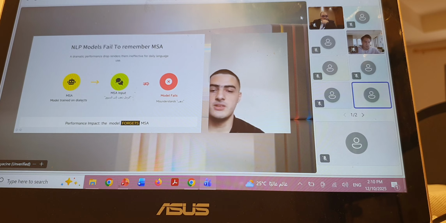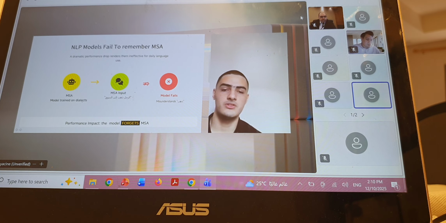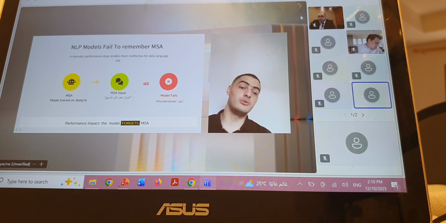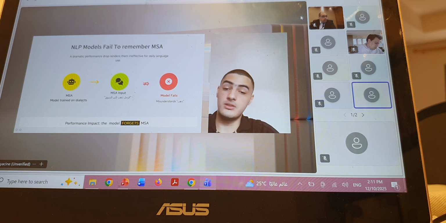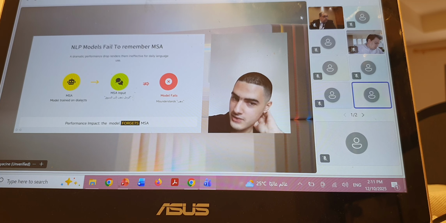So if we were to take an MSA model trained on dialect and give it an MSA input, say in our case, "a man went to the market," الرجل ذهب إلى السوق, the model, for example, would misunderstand the word "went," ذهب, which means that the performance impact is that the model forgets MSA.